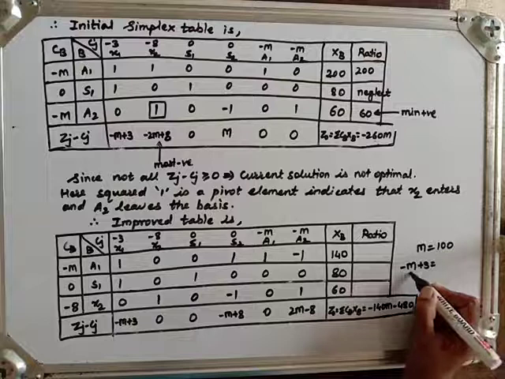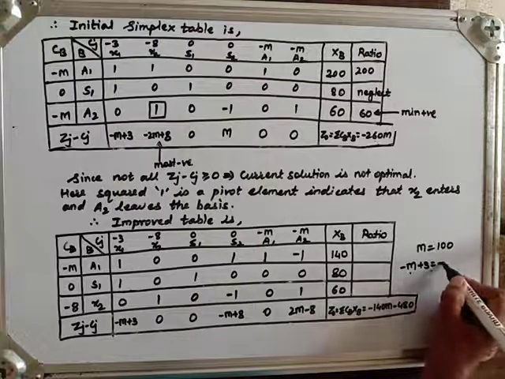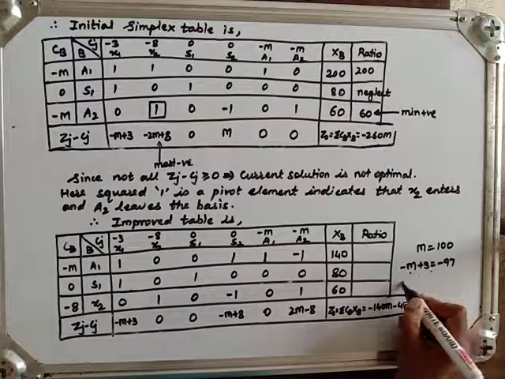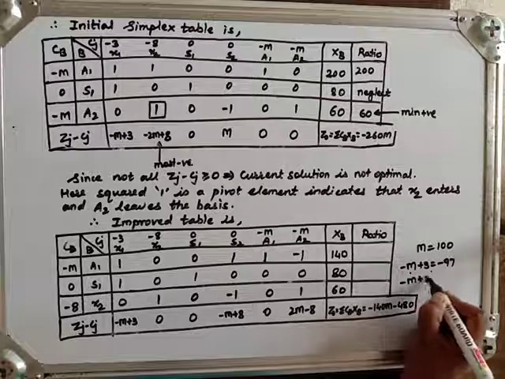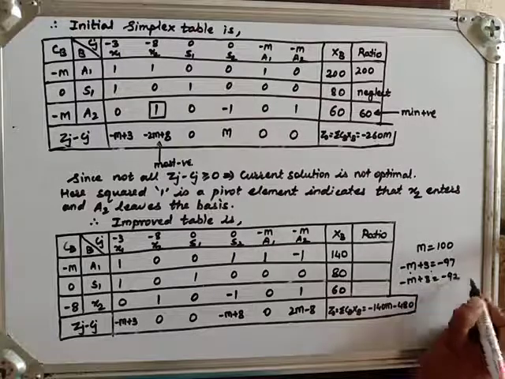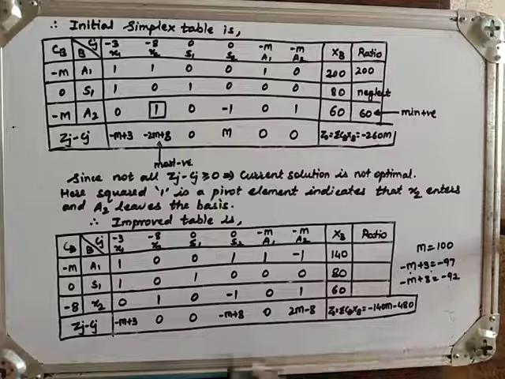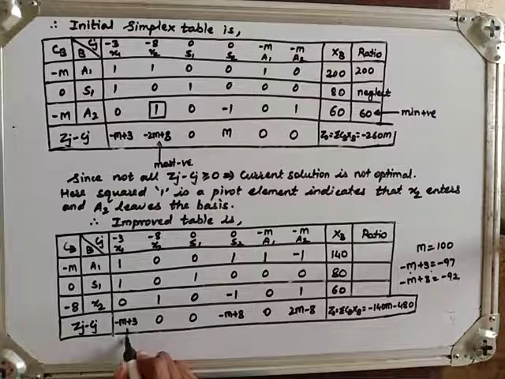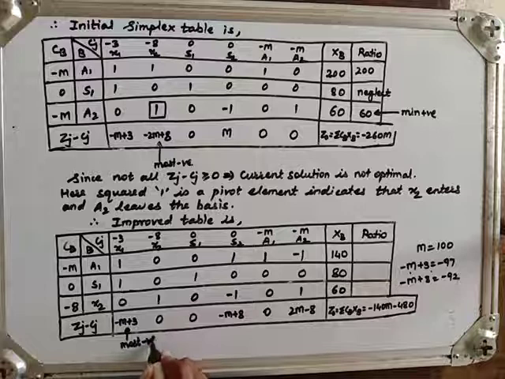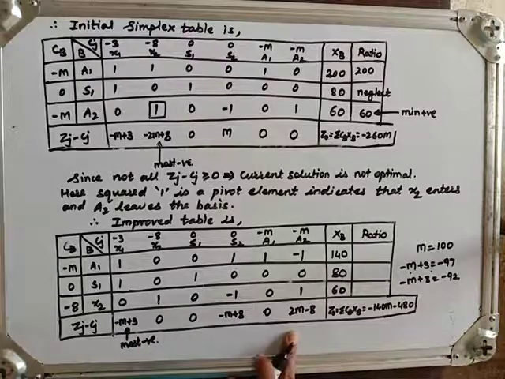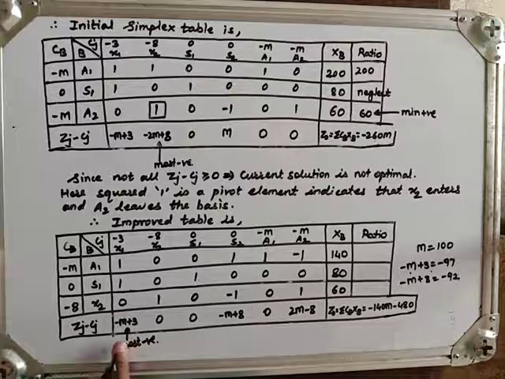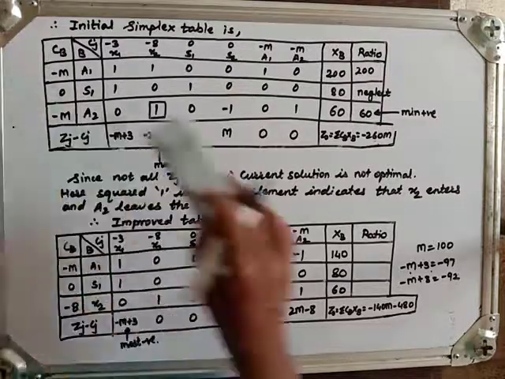Now here it will be minus 100 plus 3, so that will become minus 97, and what about minus m plus 8, so that will become minus 92. Which is most negative among these? This minus m plus 3. So this is my pivot column here, as not all Zj minus Cj greater equal 0. It is not optimal, so we have to determine a pivot element. So this is our pivot column here.